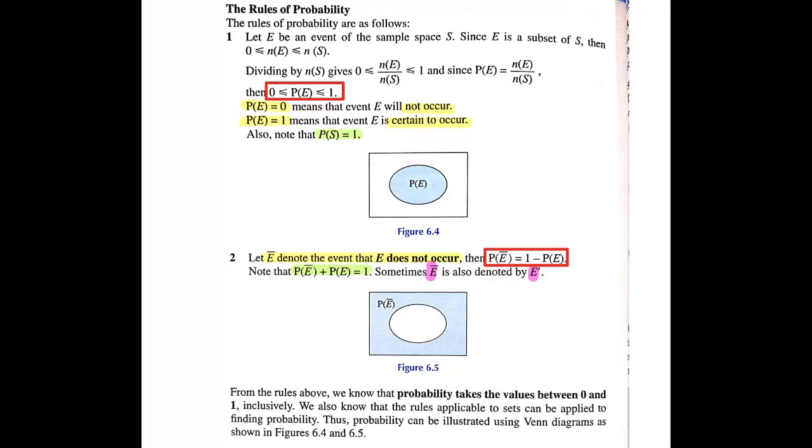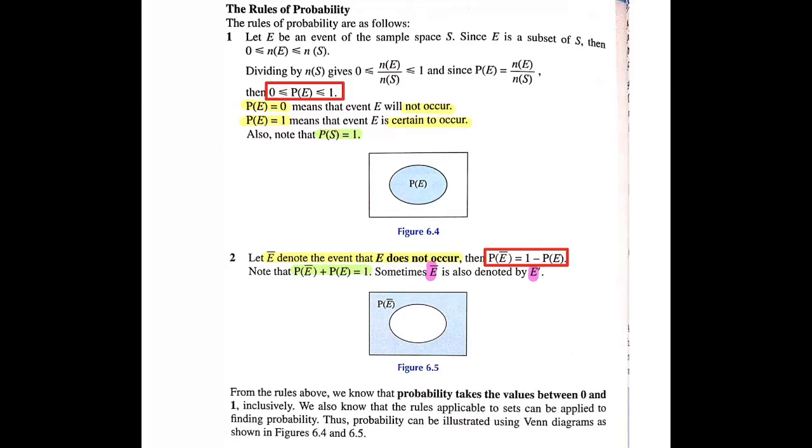And what is the probability of you listening to my lecture right now? The probability is 1, meaning that the event of hearing my lecture certainly occurs. Please note that the probability of the sample space is equal to 1.